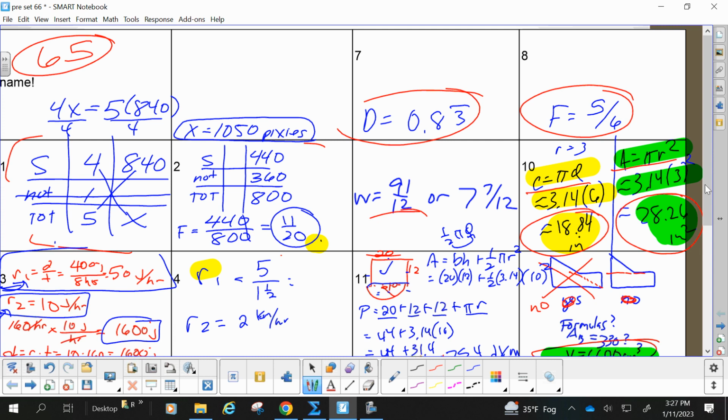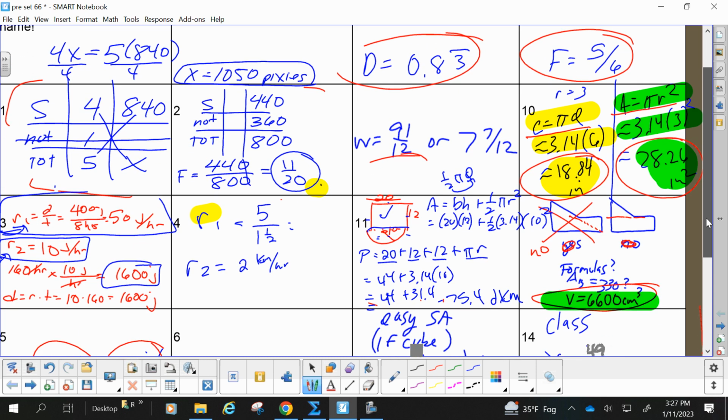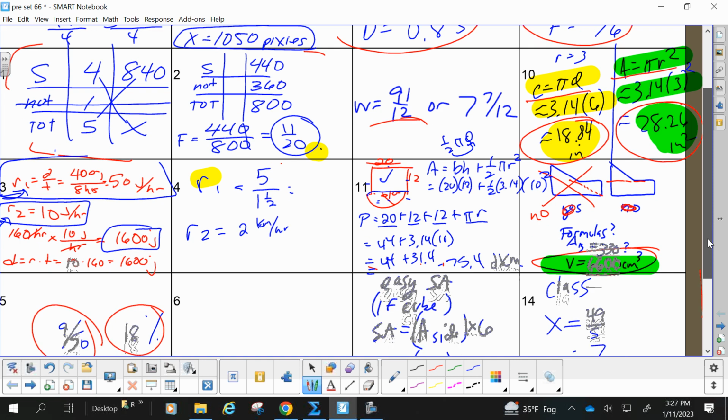All right, jump to 4. I checked 3 in class, so let's go to 4. It said rate 1, it did 5 kilometers in 1.5 hours. Rate 2 was 2 kilometers per hour. And the question is, how much did the rate decrease by? So the first thing you should do is find rate 1, find rate 2, make sure you label them. I don't want just floating numbers. You should have labels off to the side. If you don't have those labels, mark it wrong.